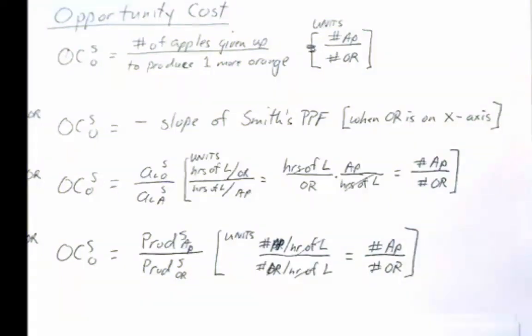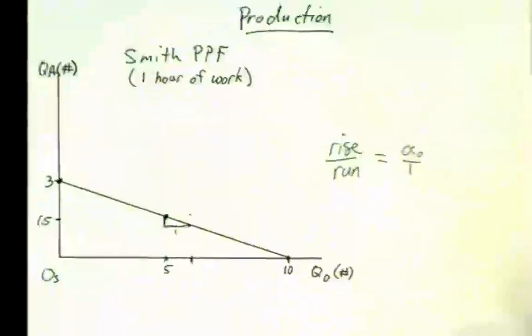But it means you might be faced with the following complication, if you will. I could show you a graph like this, define a period of time, and ask you all the questions about what the productivities for Smith are, what the unit labor requirements are, what the slope of the line is, what the opportunity cost is, in other words. I could ask you all of those questions and you can answer them just from knowing and seeing this picture and knowing that it's 1 hour of work being devoted.